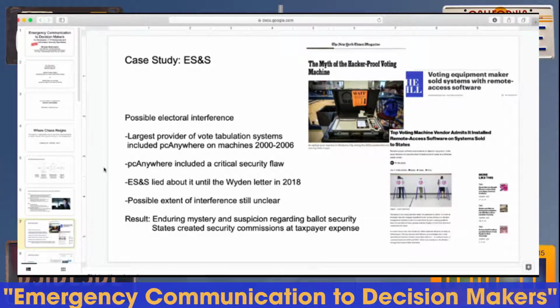Then, after an investigation, they provided a letter to a senator, Senator Wyden, also known as the Wyden Letter, several years later, in which they admitted that PC Anywhere, which was a software system that had a critical security flaw, was installed on several machines. So this brought up a lot of different issues that InfoSec advocates have been knowledgeable about for years, but really were never made priorities by the right people. One of which was the importance of user education and two-factor authentication.